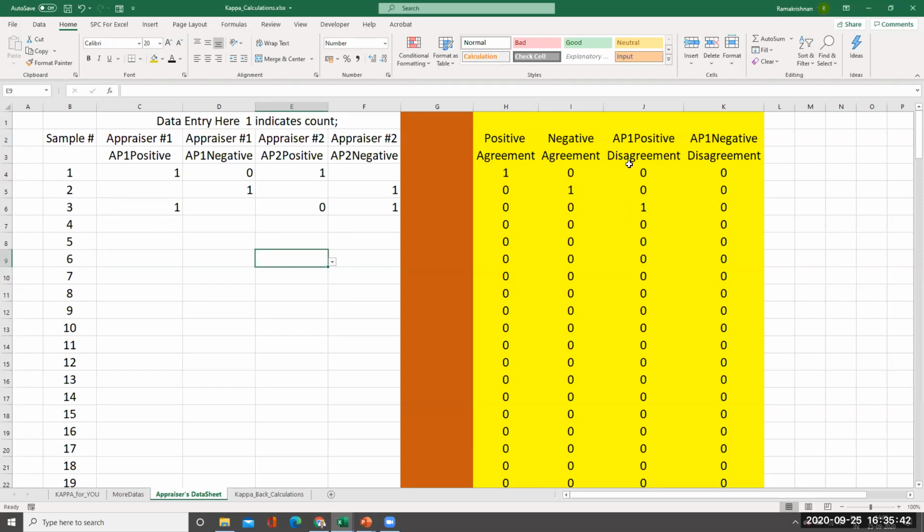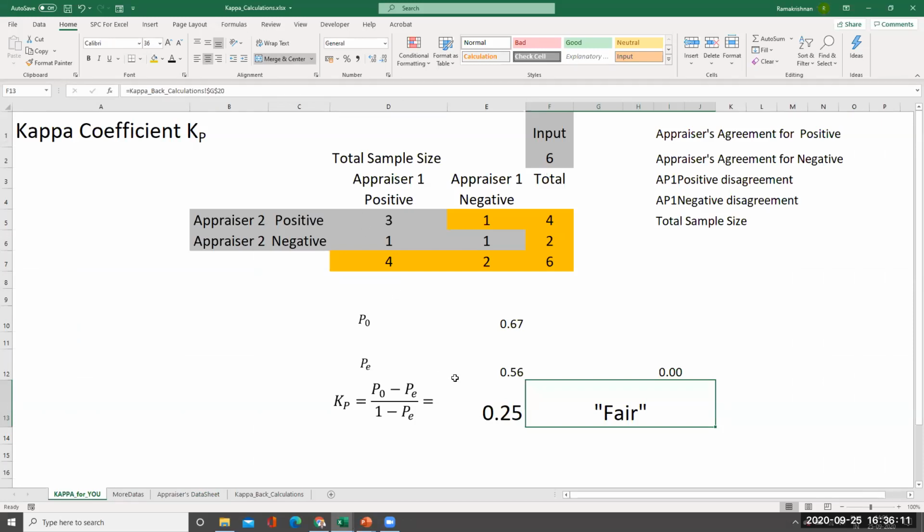Okay, appraiser 1 positive, disagreement, right? Because he says positive, but appraiser 2 says negative. Suppose he says negative, and then appraiser 2 says positive, then again disagreement. Likewise, you can keep on adding data. You can put 1 here, 1 here. So the number of data keeps on increasing. When you go there, you can see the 6 data are there, and you are getting 0.25, fair agreement, right?